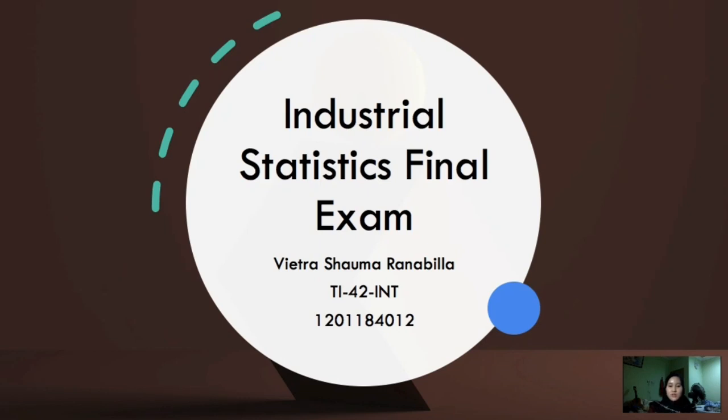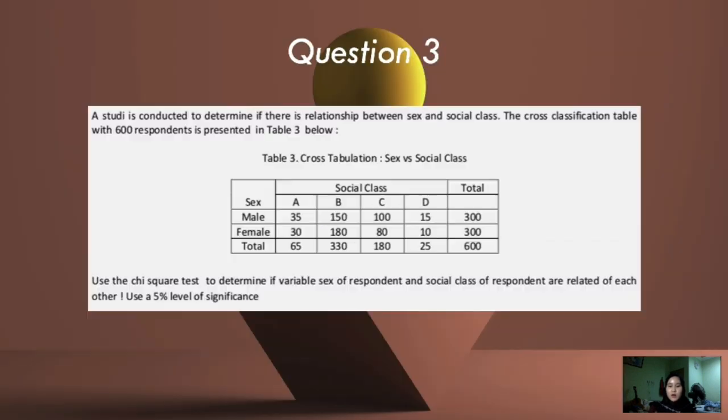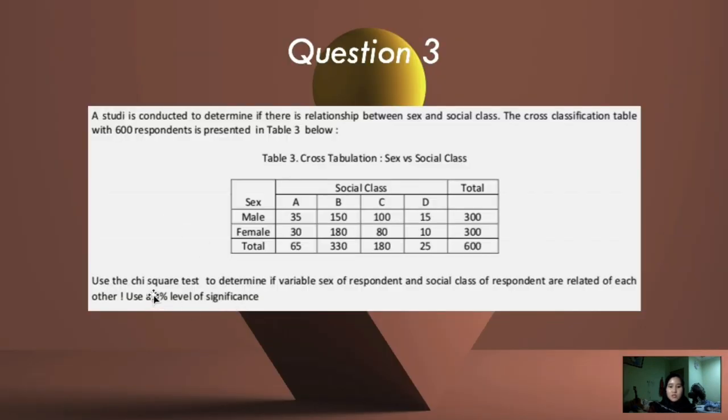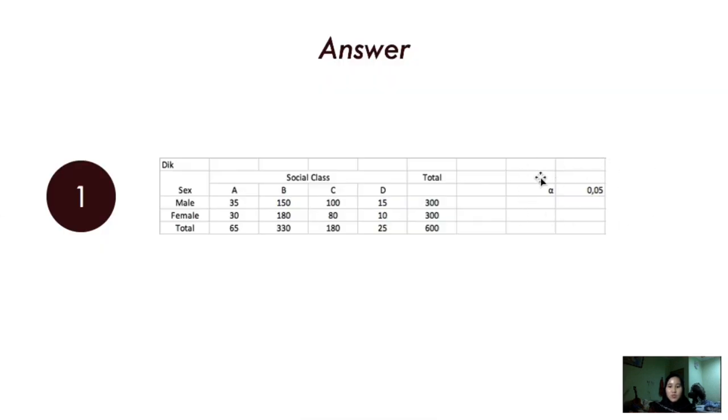So here I want to explain about question number 3. So this is the question, and to answer the question, the first thing that we must do is define the known data in Excel. Because we are asked to use a 5% level of significance, that means the alpha that we use is 0.05.